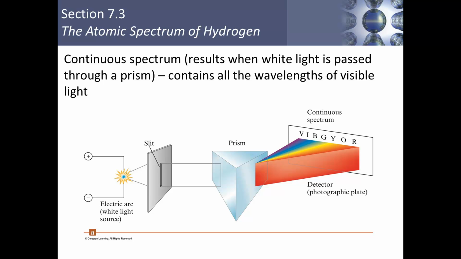So if we look at this, we have red, orange, yellow, green, blue, indigo, and violet going from long wavelength red to short wavelength violet. Red is the lowest energy form of visible light. Violet is the highest energy form of visible light.